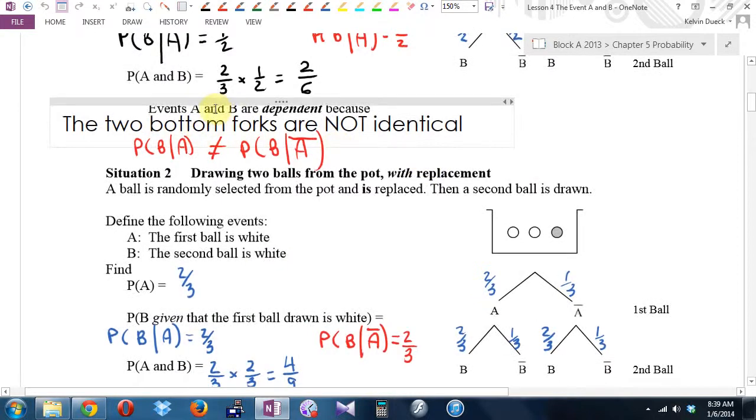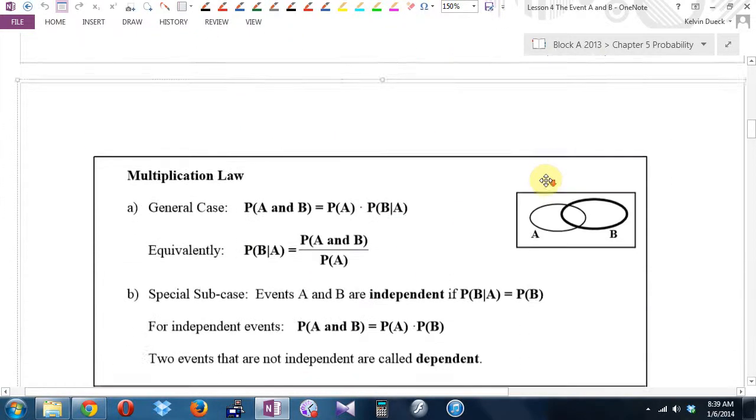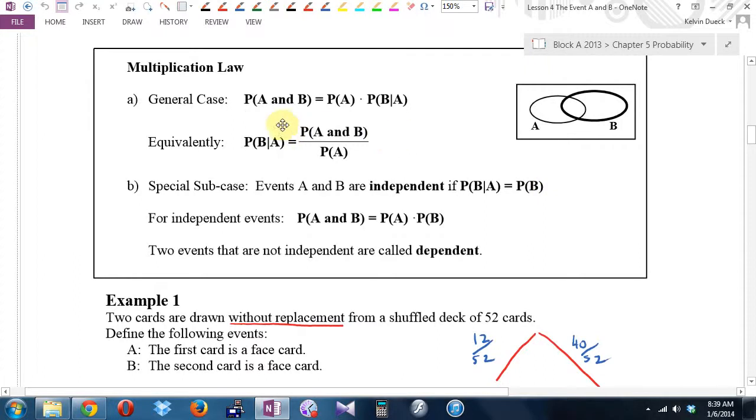So we said that A and B are dependent because the two bottom forks are not identical, or the probability of B given A is not the same as the probability of B given not A. We said that this branch and this branch were not identical. It depended which event happened before. We're going to get more into that later. Oh, we also said, by the way, if you wanted to, you could get B given A by itself by dividing both sides by the probability of A. That's going to become important in the next lesson.